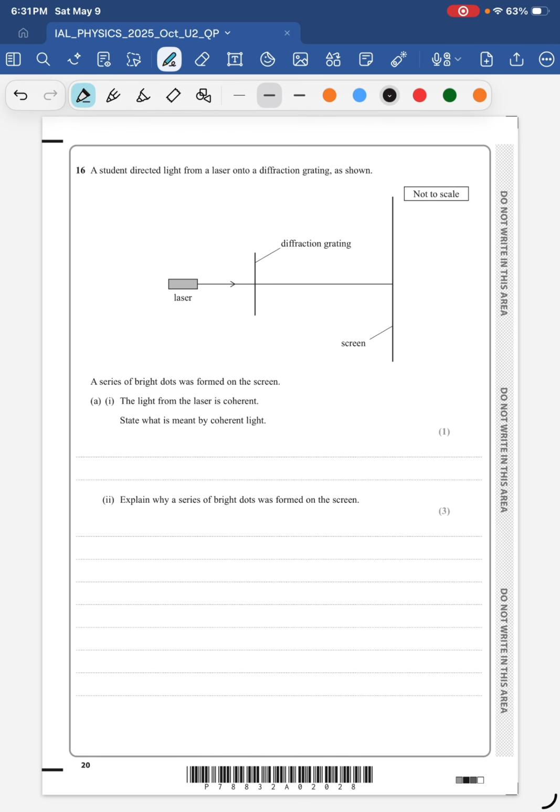Question 16. A student directed light from a laser onto a diffraction grating as shown. A series of bright dots was formed on the screen. Part A1, the first question: the light from the laser is coherent. State what is meant by coherent light. So there is a constant phase difference between waves.